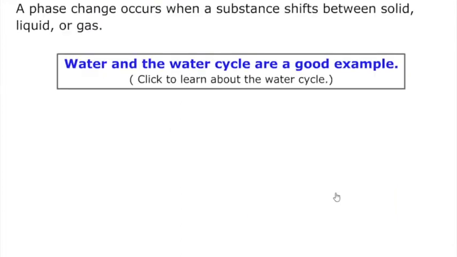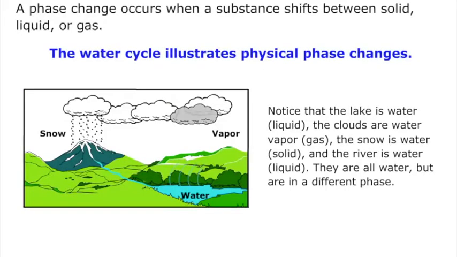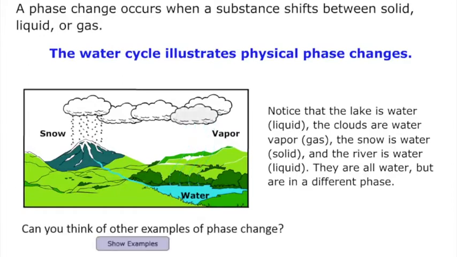A phase change occurs when a substance shifts between solid, liquid, or gas. Water and the water cycle are a good example. The water cycle illustrates physical phase changes. Notice that the lake is water, the clouds are water vapor, the snow is water, and the river is water. They are all water, but are in a different phase. Can you think of other examples of phase change?